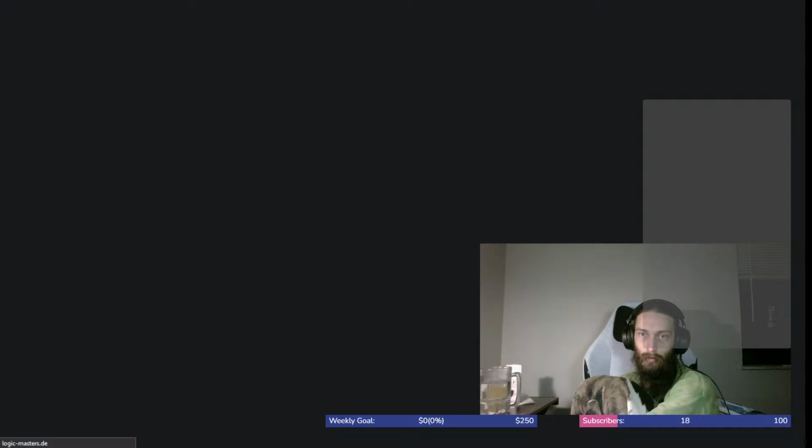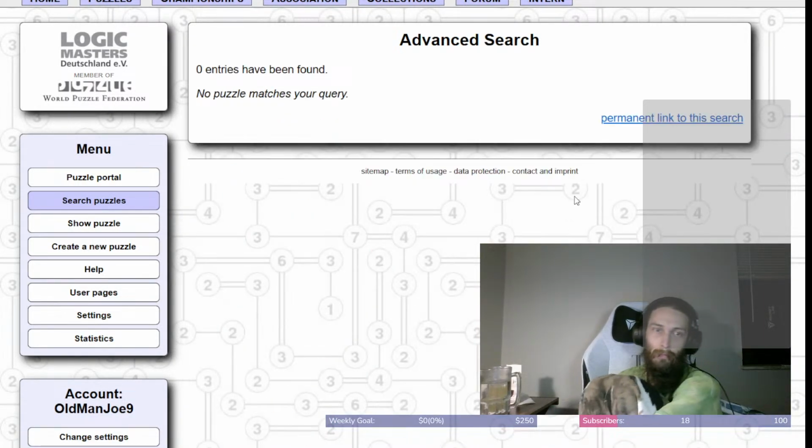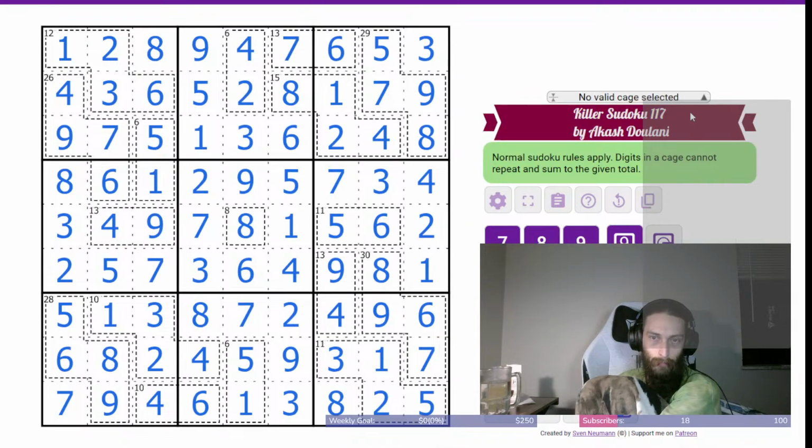See, this has a Logic Masters Germany. It does not. Alright.